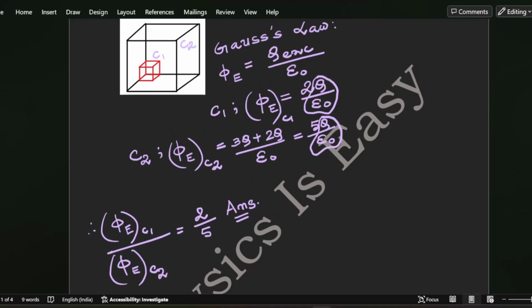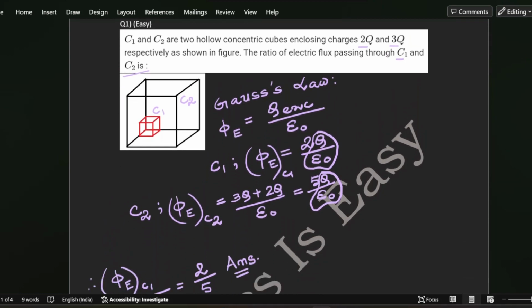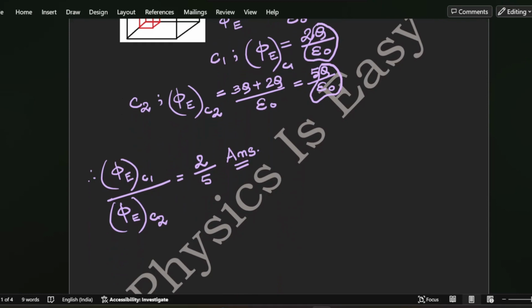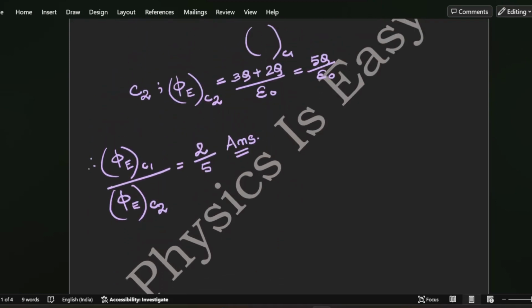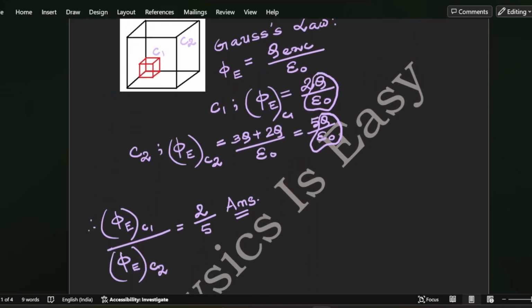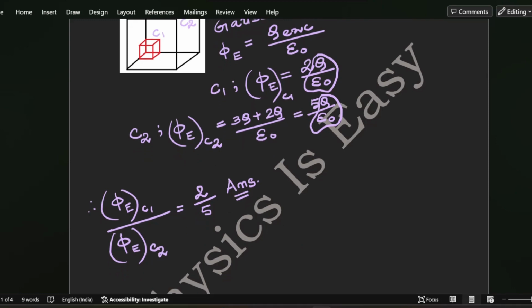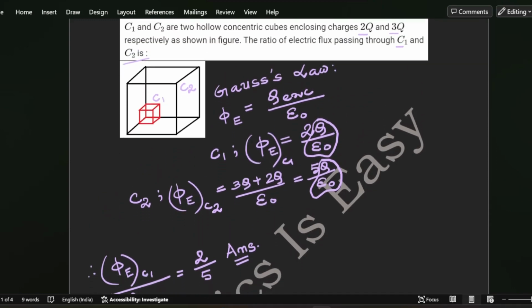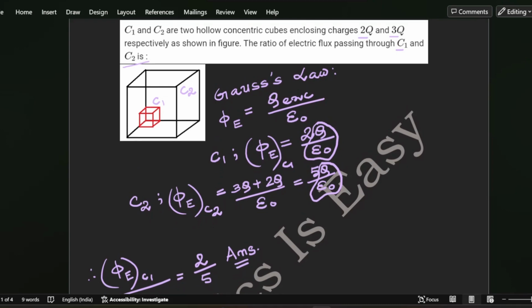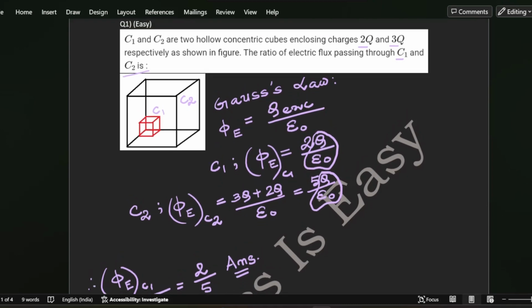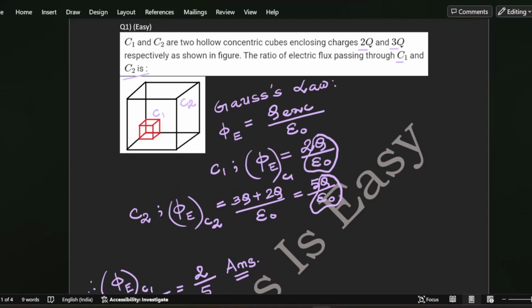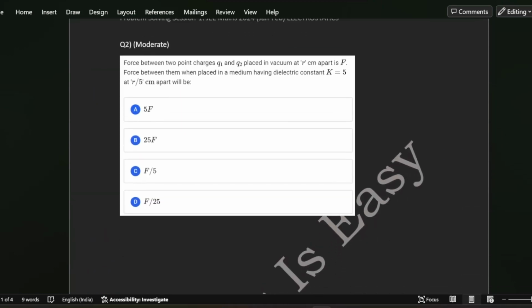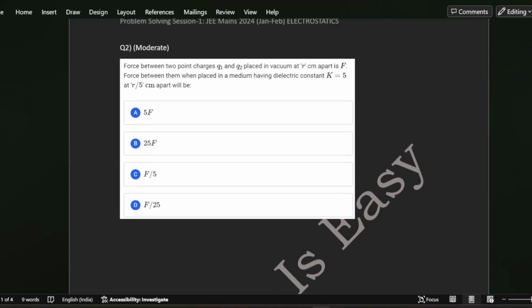Let's see whether it is matching with the answer key. So I have the answer key, and yes, 2 by 5 is a verified answer. So you can see how easy this question is. You just need to brush up your concepts. You don't even need to write these things. If you know the concepts really well, you can simply do it in your mind and tick mark the correct answer. Moving on to the next question.